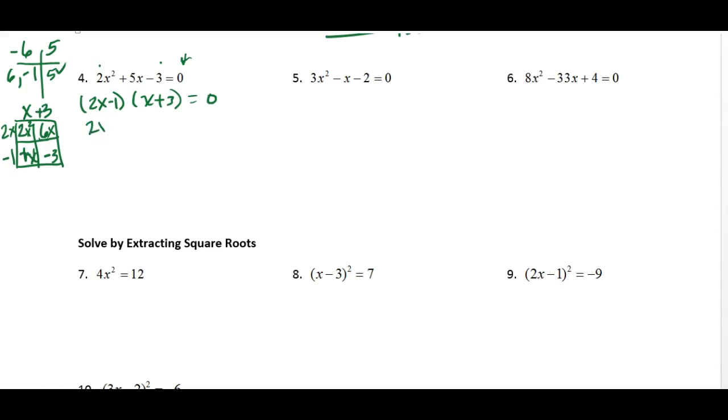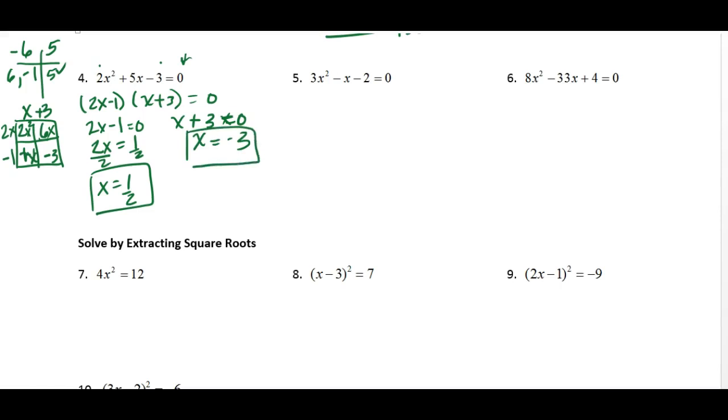So I set each individual factor equal to 0 and solve it for x. So 2x equals 1, divided by 2, x equals 1 half. So x equals negative 3. I'm done on that one. So there's my 2 solutions on that one. Easy enough.